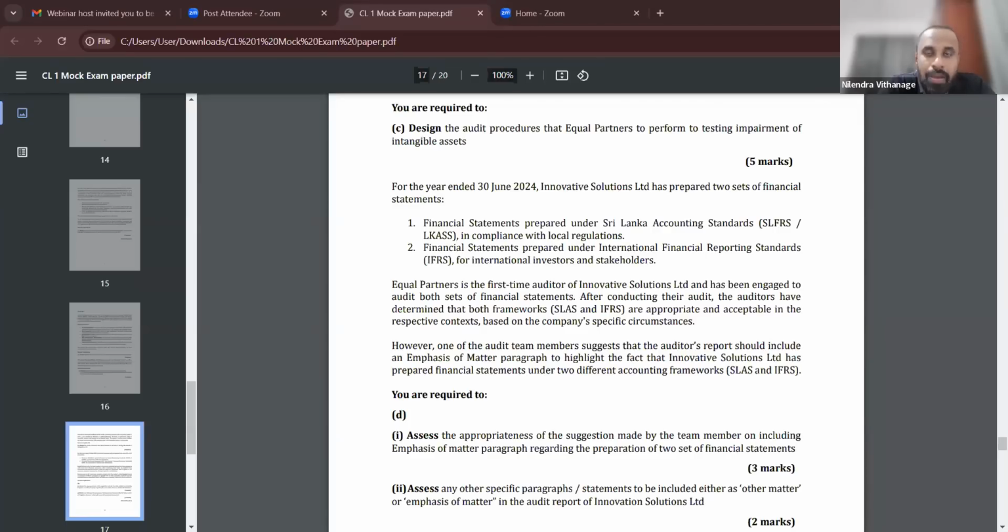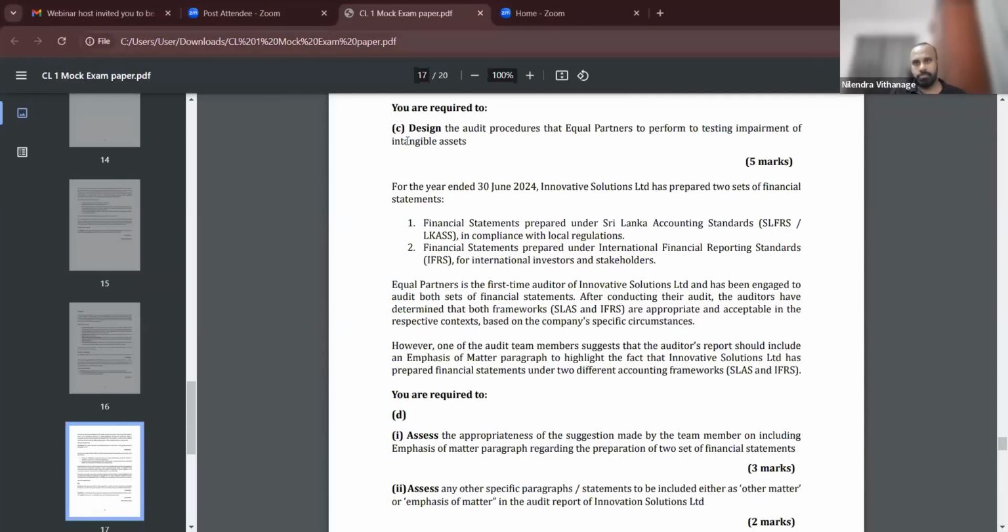Why do you have to put an other matter paragraph? Can I have your response? New auditor change. Very good, guys. Very good. A new auditor has come in. So include the other matter paragraph. Okay. That's the paper. Right, students? Yes, 760. Good.